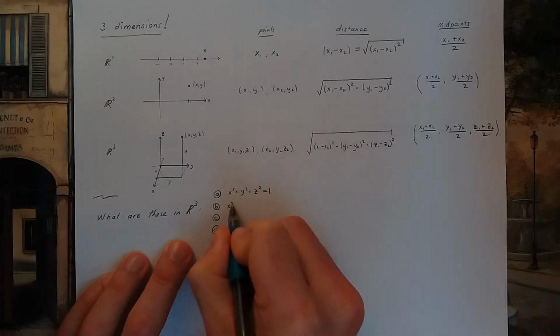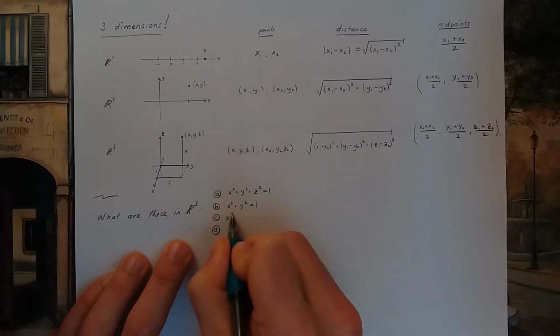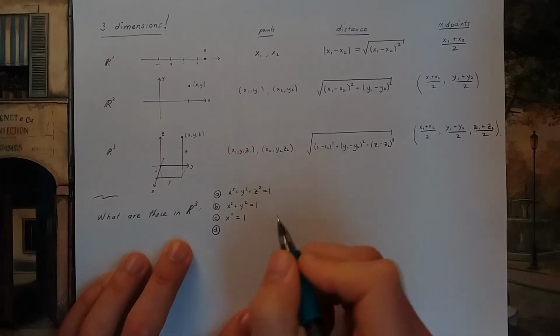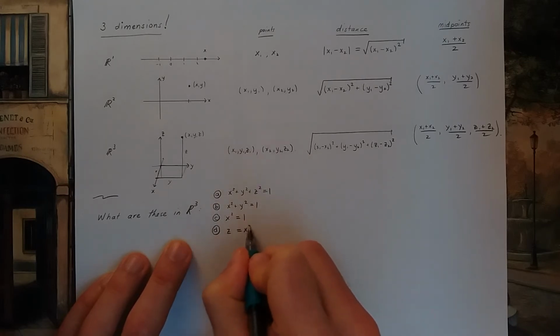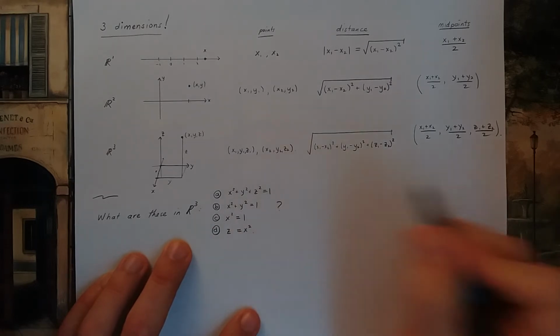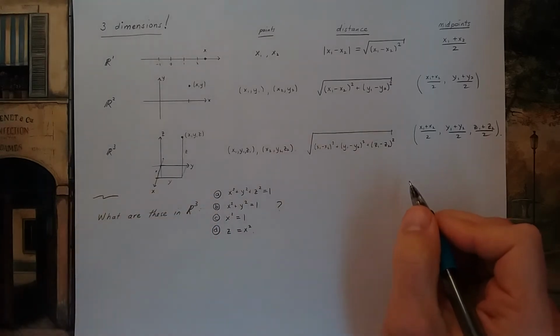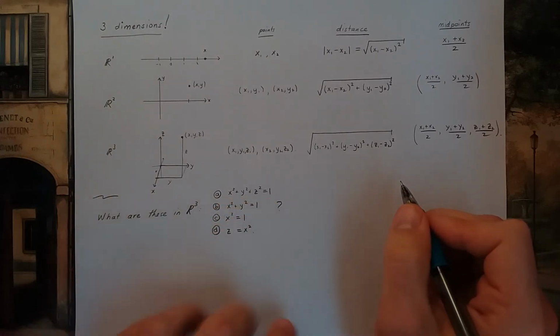The next will be x squared plus y squared equals 1. Then let's try x squared equals 1. And then lastly, let's do the equation z equals x squared. Okay, so what do these equations give me if I'm in R3? What points satisfy each one of these?